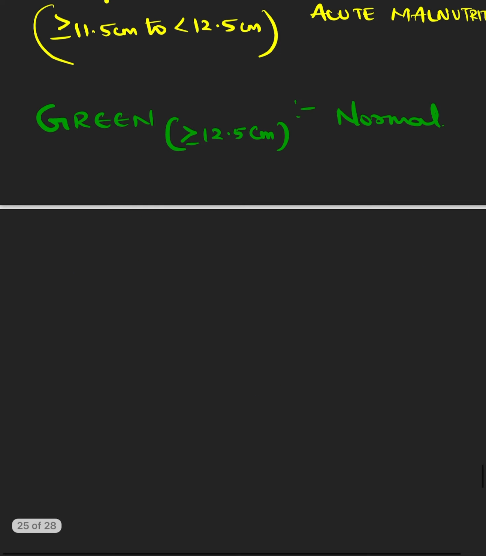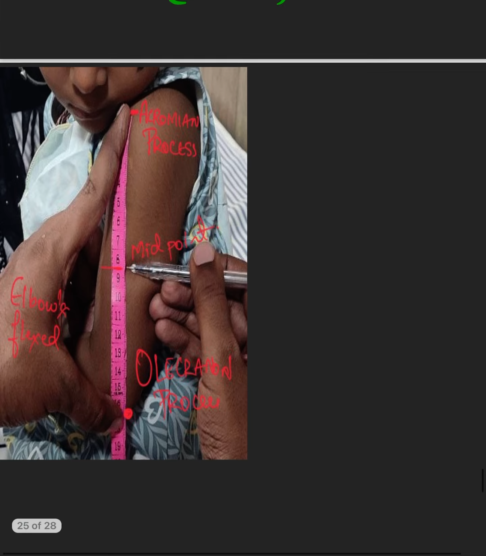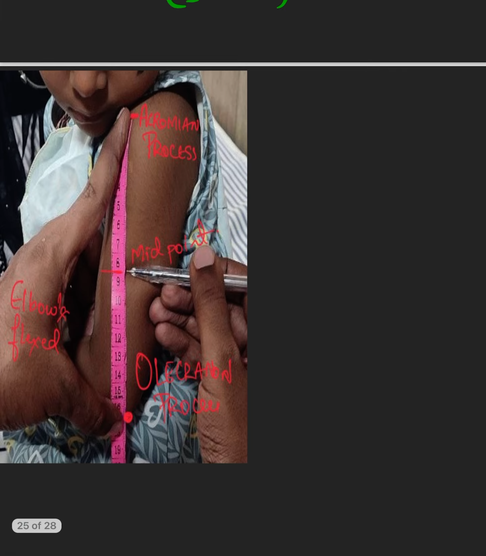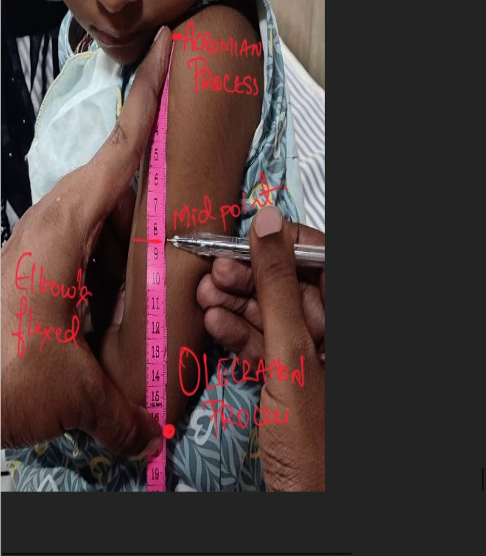How do we measure mid-arm circumference? One of the important anthropometric parameters to measure in exam. So we measure from acromion process till olecranon process. We point the midpoint of that. While doing this, we flex the elbow. See here the elbows are flexed. We flex the elbow to make olecranon process prominent.